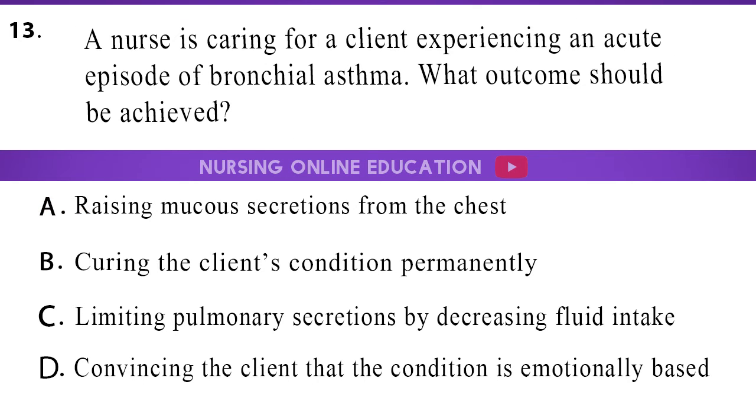13. A nurse is caring for a client experiencing an acute episode of bronchial asthma. What outcome should be achieved? A. Clearing mucus secretions from the chest. B. Curing the client's condition permanently. C. Limiting pulmonary secretions by decreasing fluid intake. D. Convincing the client that the condition is emotionally based.